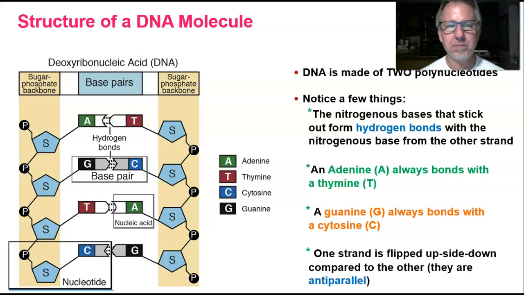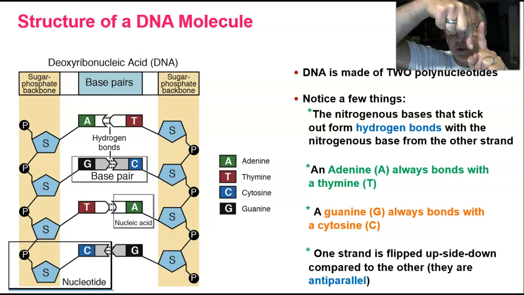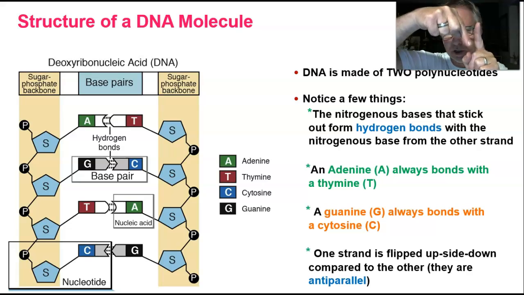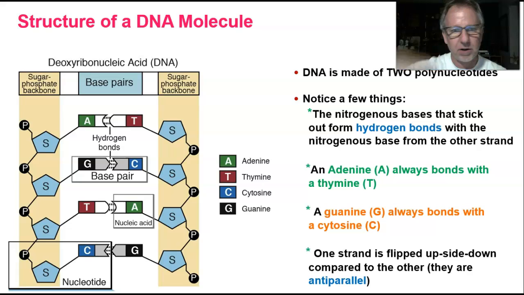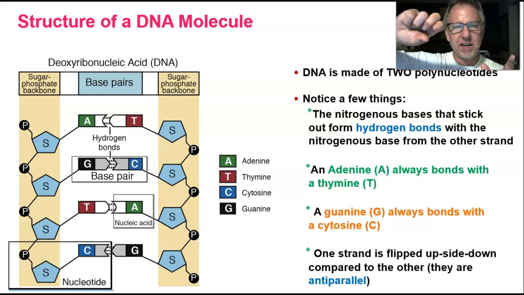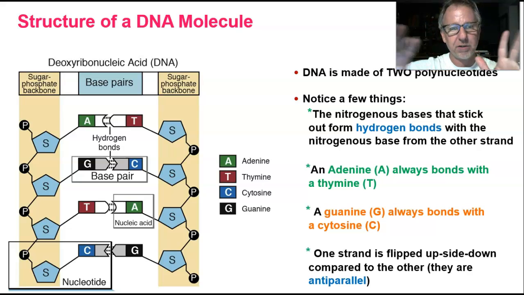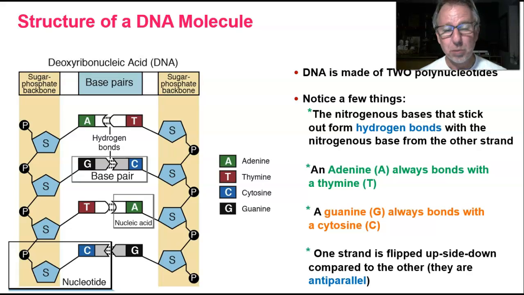The final point is that these 2 strands of polynucleotides are upside down compared to each other. And that upside down relationship is called anti-parallel. They are anti-parallel. One is upside down compared to the other. If you look at that figure, you can see that because the phosphates and sugars are flipped upside down in one of the strands compared to the other strand. That is anti-parallel.